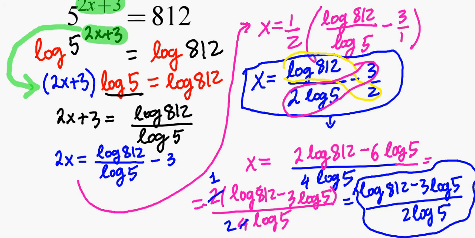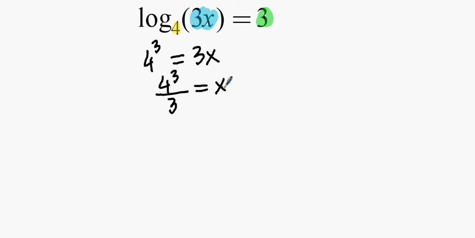On to the next one. So this next problem is, again, a simple problem where we can just rewrite base and exponent. So the base is 4, the exponent is 3, and the result is 3x. So what we need to do here is 4 to the third equals 3x, and then to solve for x we need to divide everything by 3.